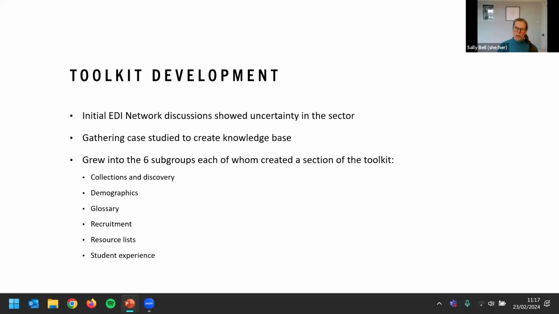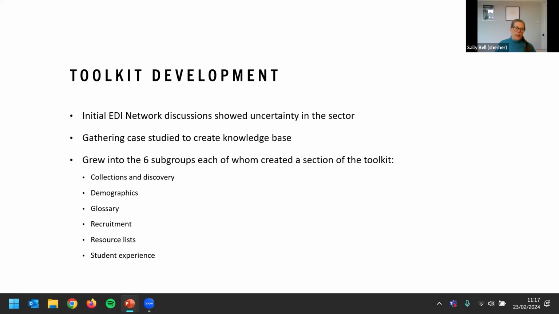There's a glossary, which is the first section that we got launched, and it really underpinned all the rest of the work, and I'll talk a bit about that shortly. There's a section on recruitment. So how can we recruit more equitably, and how can we possibly redress some of those issues of representation through the demographics? And we have resource lists, which is reading lists. So how we can engage with the academics and really promote the material that we've got, how we can diversify the content in those reading lists.